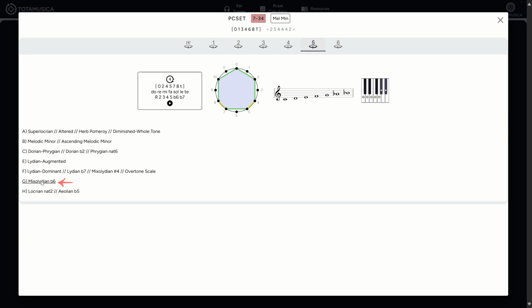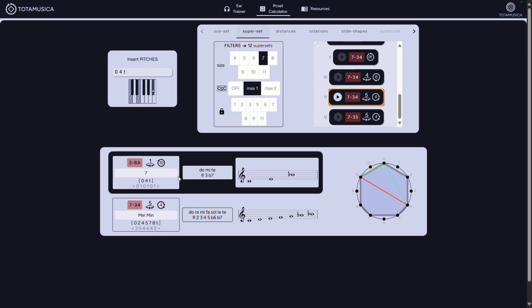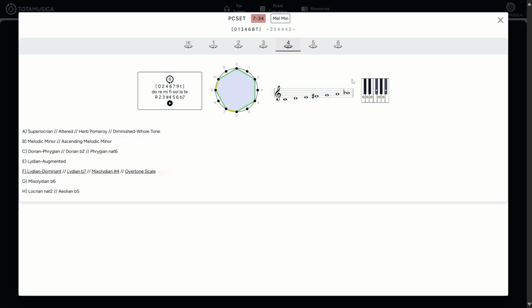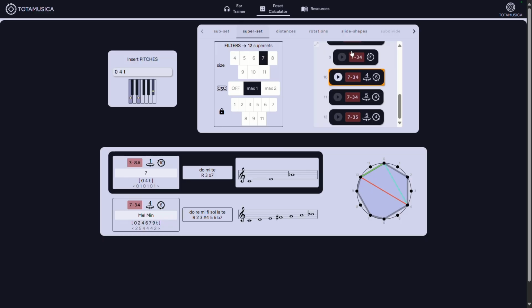10th result. This is a clear example of the naming confusion in music theory and highlights why Forte's numbering system is invaluable. The same scale is known by multiple names, including Lydian dominant, Lydian flat 7, mixolydian sharp 4, overtone scale, and the 4th mode of melodic minor scales. 9th result, also known by numerous names, such as superlocrian, altered, diminished whole tone scale, and even Herb Pomeroy's scale.